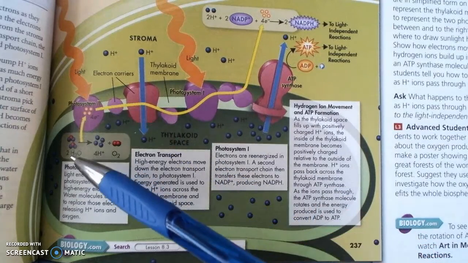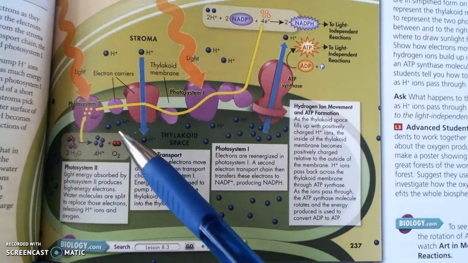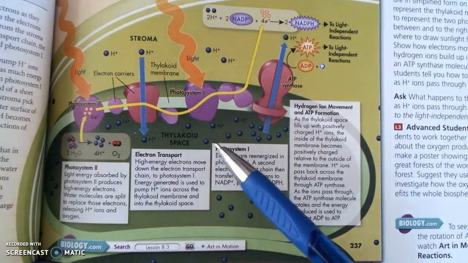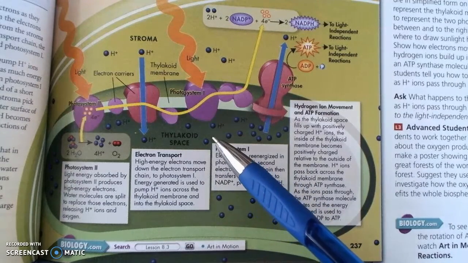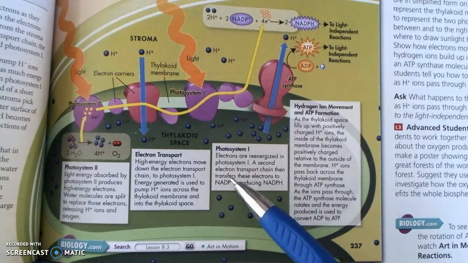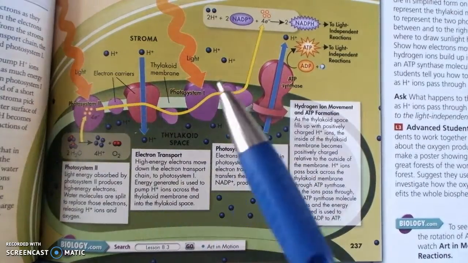It absorbs light, it splits water, and we produce free electrons. And we build hydrogen ions inside the thylakoid space. And you can see all these little blue dots in here. What we're doing is we're producing a bunch of hydrogen ions, and those are going to have an important role later on through this process.